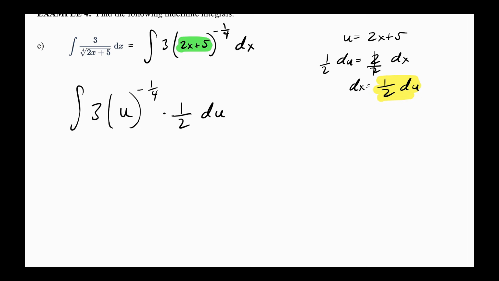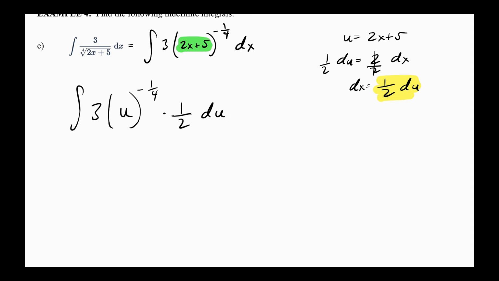Okay, so if you're still working on it, keep working. I said my u was... so I rewrote it. First thing I did was rewrite it: 3 times (2x plus 5) to the negative 1/4 power. Negative because it's underneath, in the denominator, and 1/4 because it's the 4th root.